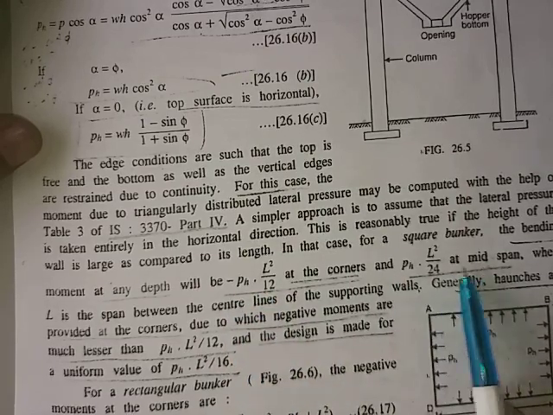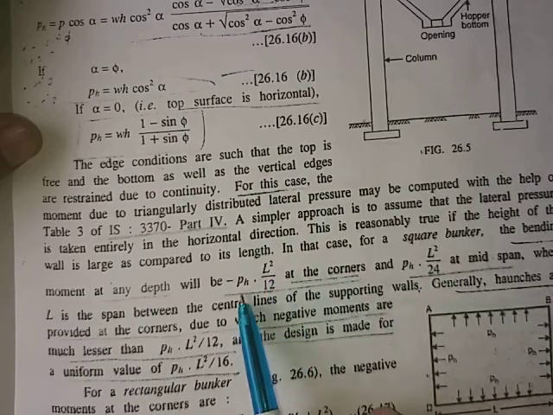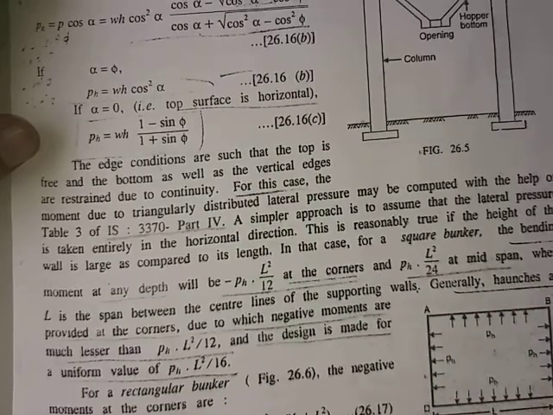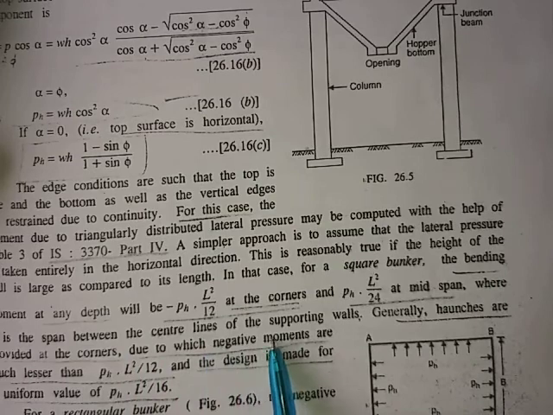And similarly at the midspan it is pH L square by 24, or simply WL square by 8 minus WL square by 12, which gives us WL square by 24, that is pH L square by 24. So this is the positive moment, where L is the span between the center lines of the supporting walls.